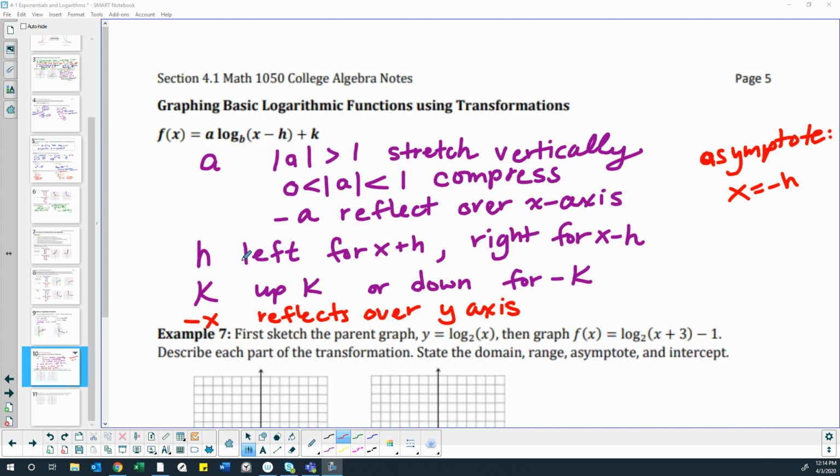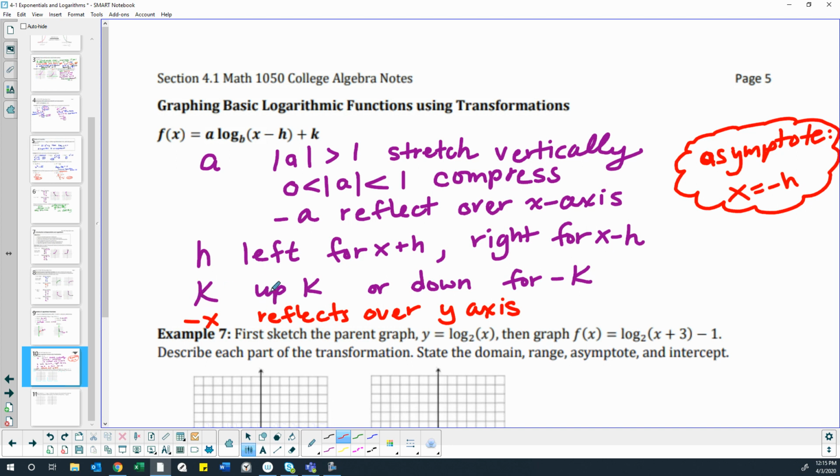H is what moves us left or right. So if we have an x plus h, it's moving left, and if it's an x minus h, it's moving to the right. So with that in mind, our asymptote is going to be based on that number, since our asymptote is normally at x equals 0. So h is going to change where the asymptote is, but don't forget that it's the opposite direction.